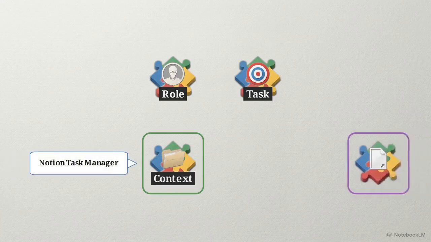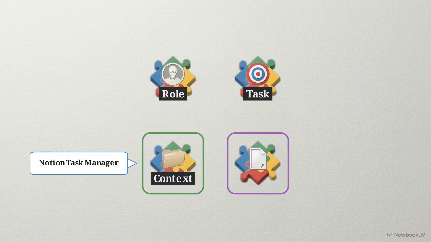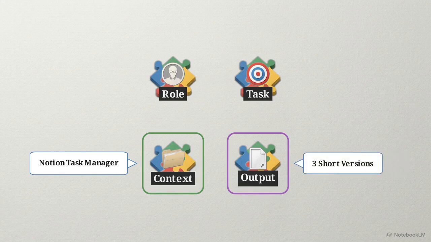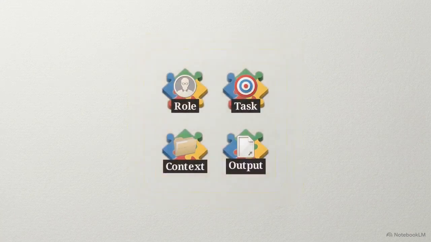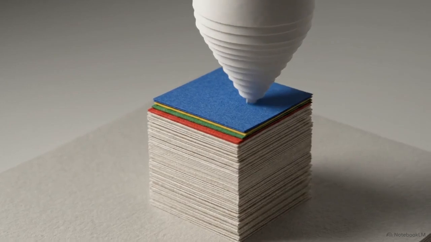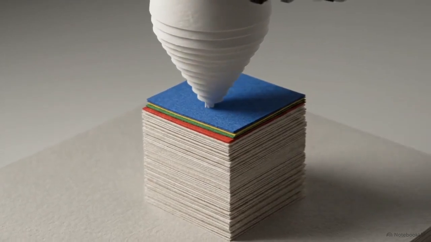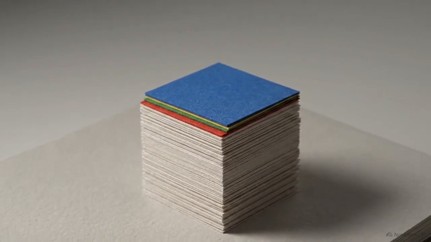Finally, we define the output. This tells the software exactly how you want the finished work to be formatted. We specify the format. Return 3 short versions. When we combine these 4 parts, we create a complete instruction that removes any need for the software to guess. By setting these boundaries and formatting rules, you ensure the software delivers a draft that is actually ready to use.